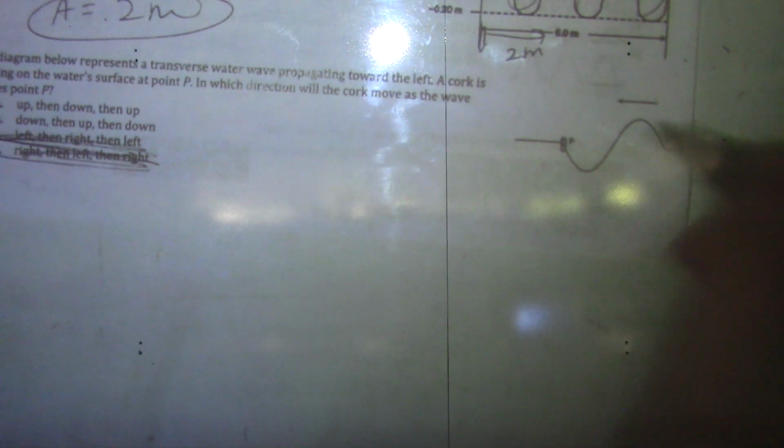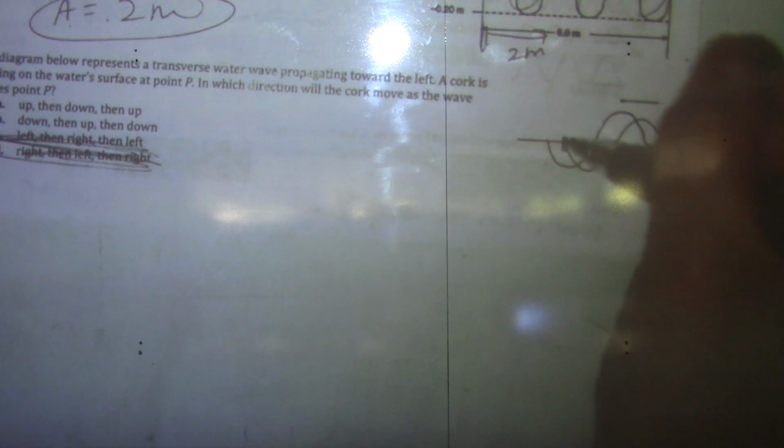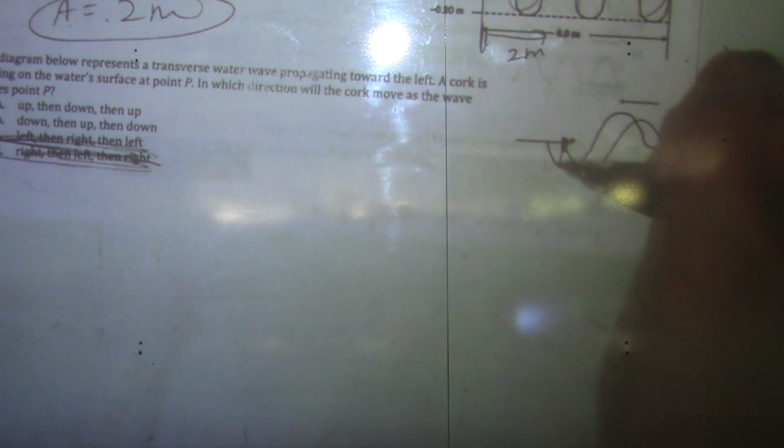Here I want to know what point P is doing. This is a transverse wave. The wave is moving to the side, but the actual motion of the cork or the point will be going up and down. So we can cross off C and D. And now it's just which do I do first. What I'm going to do is take this wave and shift it over to the left a little bit. Then you'll notice point P is going to be below where it was before, so it must have moved down first.